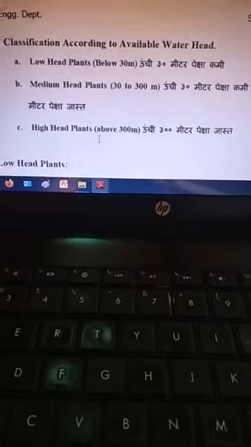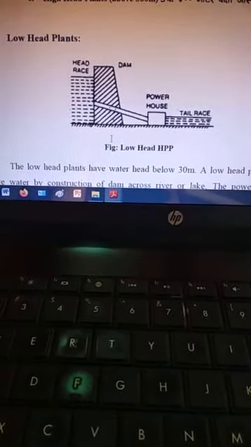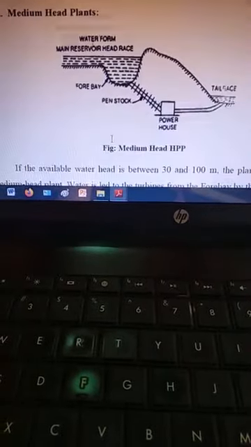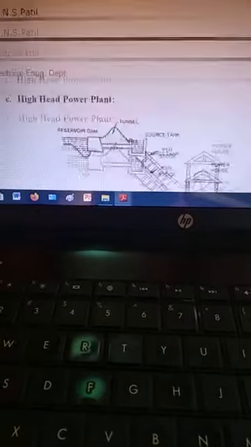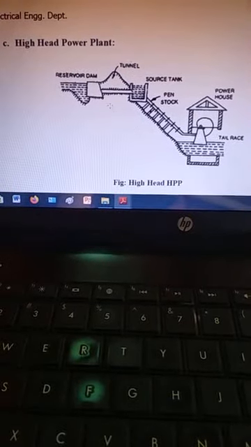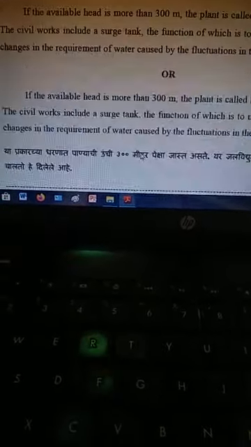Okay, so also this is the diagram for this low head power plant, and this is the second diagram of the medium head power plant, and this is the high head power plant. You can see here that there is a lot of difference between the heads of the tail race and the high head race.